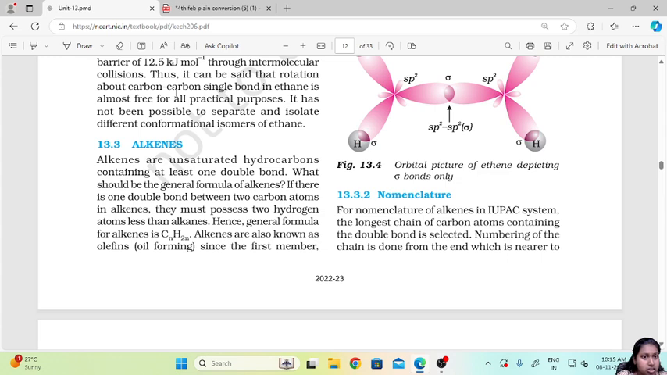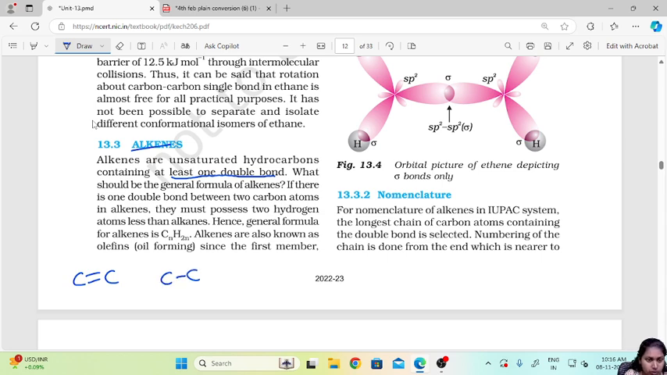Now alkanes are saturated hydrocarbons with single bonds, whereas alkenes and alkynes are the unsaturated hydrocarbons containing double and triple bonds. Now here we will be learning about alkenes, which at least contain one double bond in them. Now if there is one double bond between two carbon atoms in alkenes, they must possess two hydrogen atoms less than alkanes.